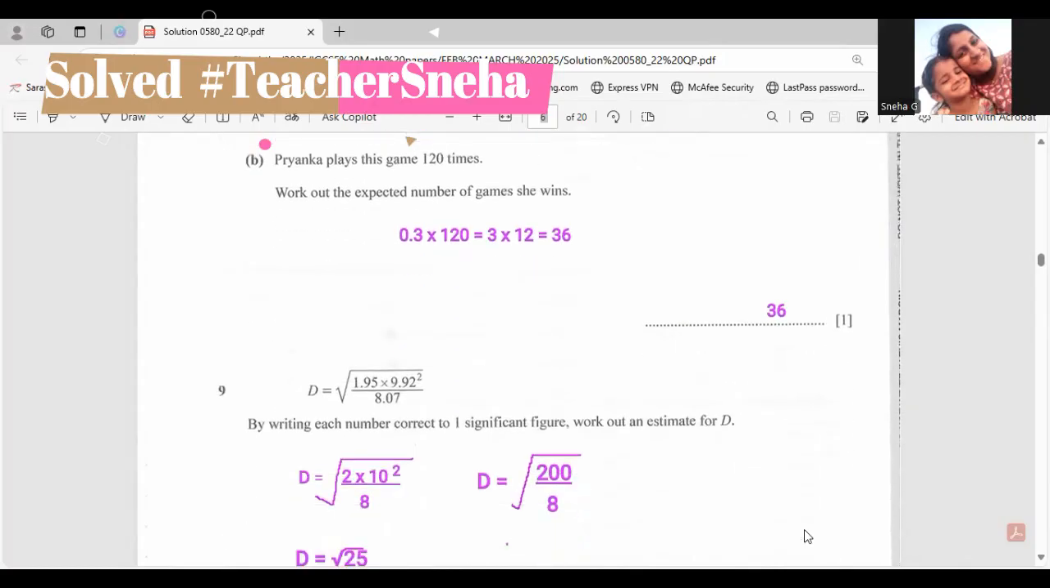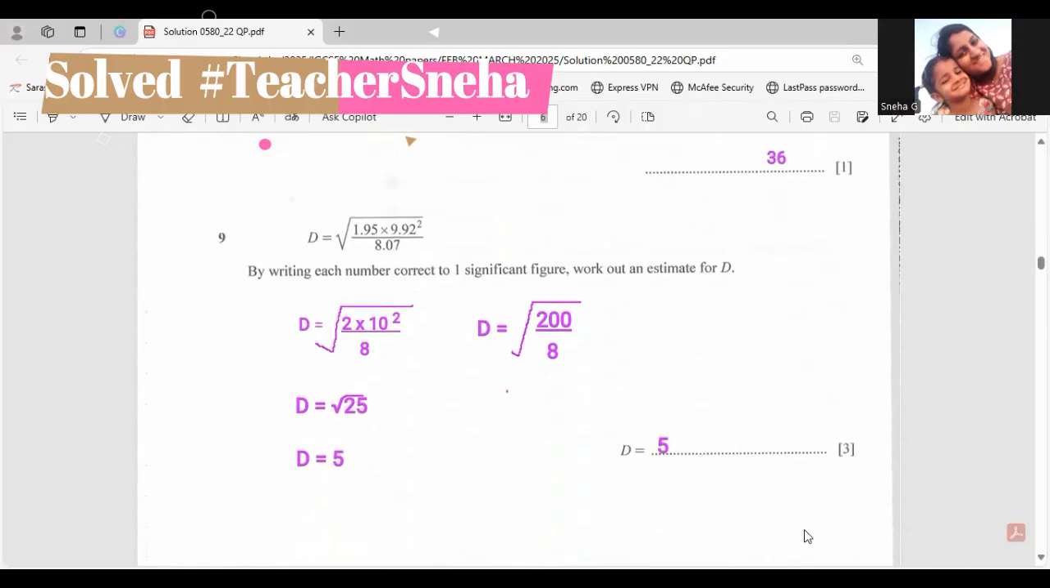Moving further to question number 9, you have been given an equation, and in that you have to estimate the value by rounding off all of these numbers to one significant figure. So 1.95, if we round off to one significant figure, it is 2 because 2 is the next whole number and 2 is one significant figure. 9.92 we will round off to 10 because 10 will give us one significant figure, and the denominator will get rounded off to 8, which is again one significant figure. On simplifying, what I get here is 200 divided by 8, which is 25, and square root of 25. The estimated answer for this is 5. So I get an answer D is equal to 5 in question number 9.